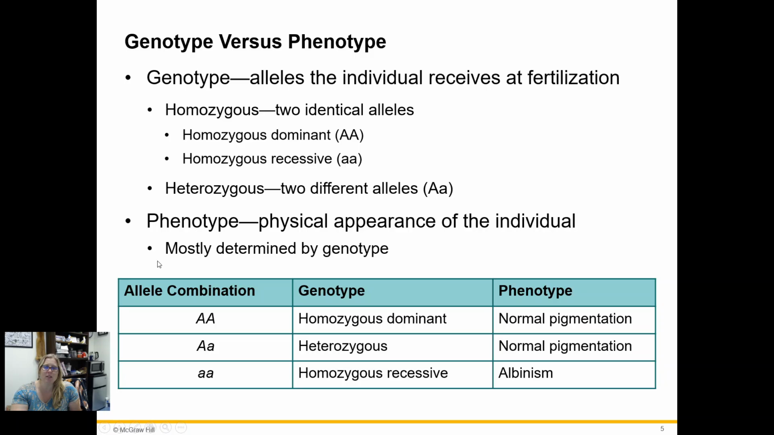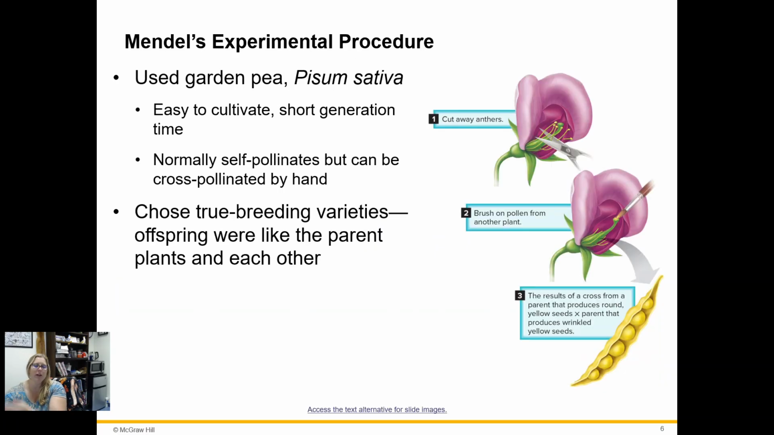Genotype is the genes, phenotype is the physical, all right? So when we get into Mendel's actual experiment, how did he do it? What did he do? How did he control this? Because it has to be a controlled experiment if it's following the scientific method.